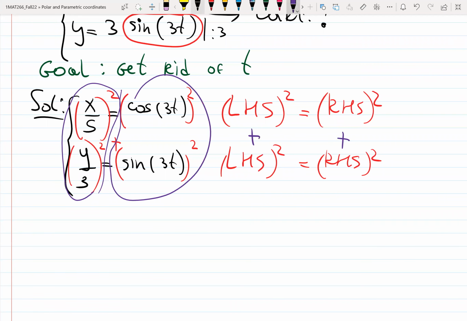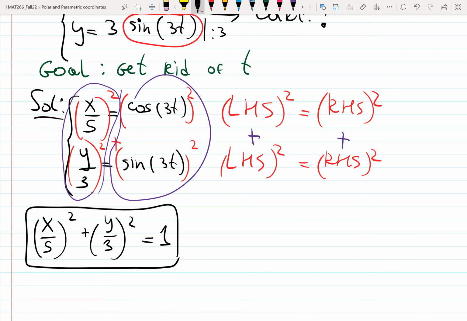Thus, it will be (x over 5) squared plus (y over 3) squared. Make sure the square is everywhere, in parentheses. Use parentheses, don't forget. Cosine squared plus sine squared gives you 1, and this is the answer. That is an ellipse. Apparently, you don't say ellipse the way I did; you're supposed to say ellipse. I did not know that. It took me forever to learn this, such a simple fact. It has 2 radii, 5 and 3.